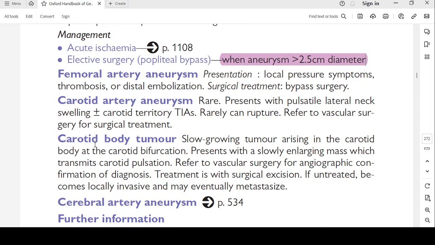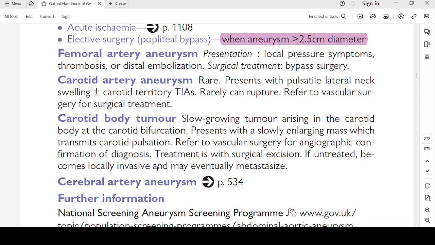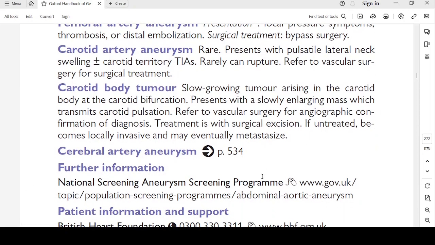Carotid body tumor: slow growing tumor arising in the carotid body at the carotid bifurcation. Presents with a slowly enlarging mass which transmits carotid pulsation. Refer to vascular surgery for angiographic confirmation of diagnosis and treatment with surgical excision. If untreated, becomes locally invasive and may eventually metastasize. Cerebral artery aneurysm.